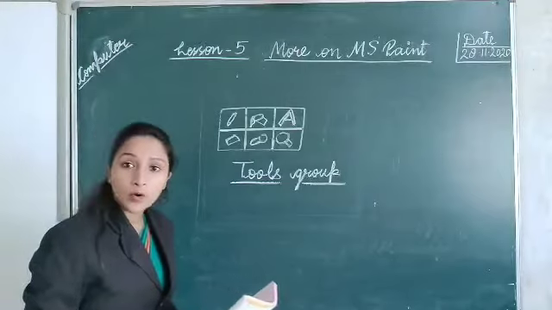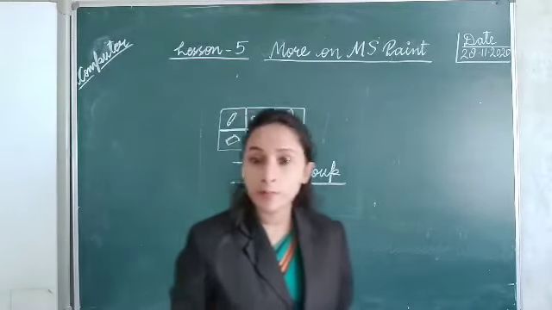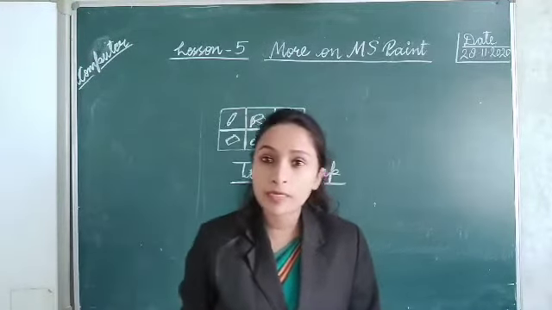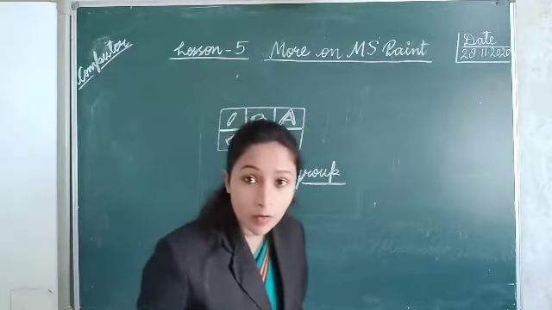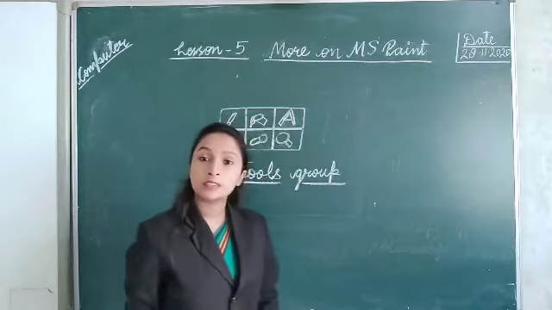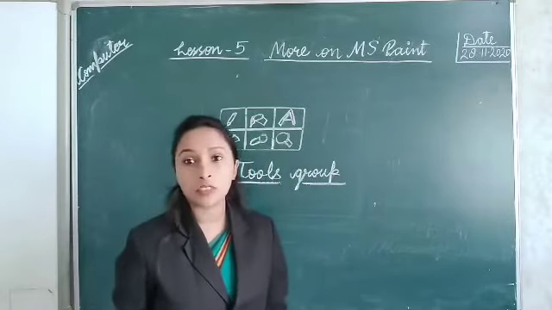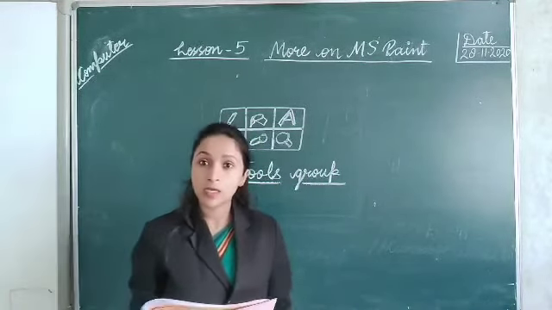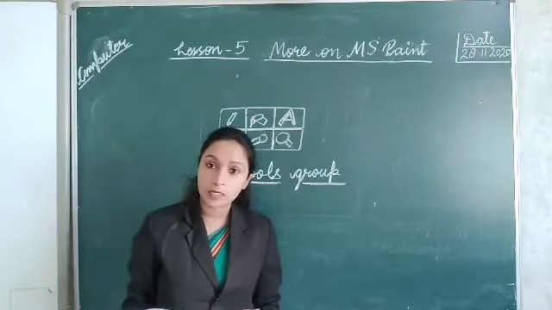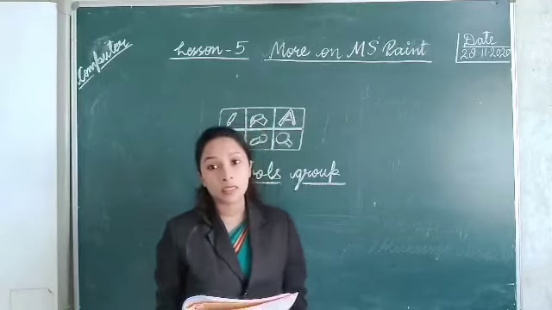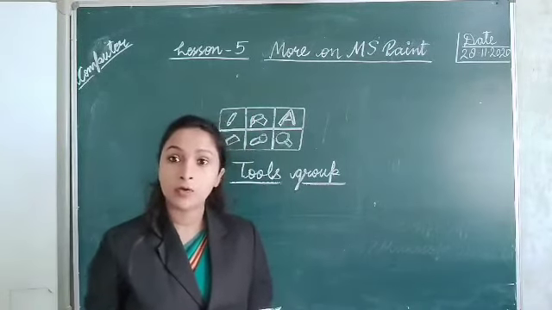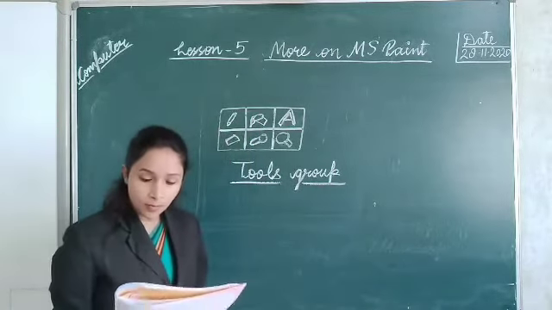Lesson name is More on MS Paint. What had we learned? We had learned about the magic of control buttons. There are three control buttons: minimize, restore down and close. We had learned about it.